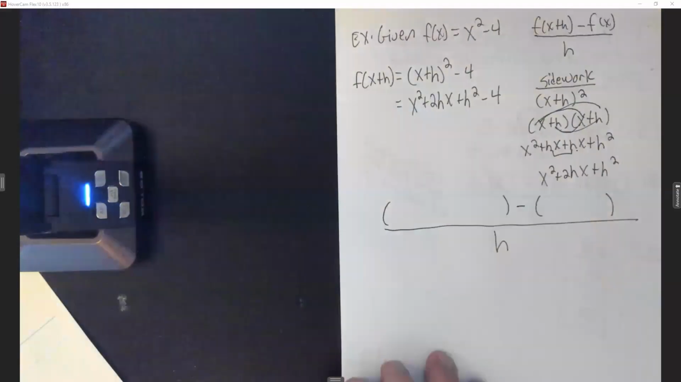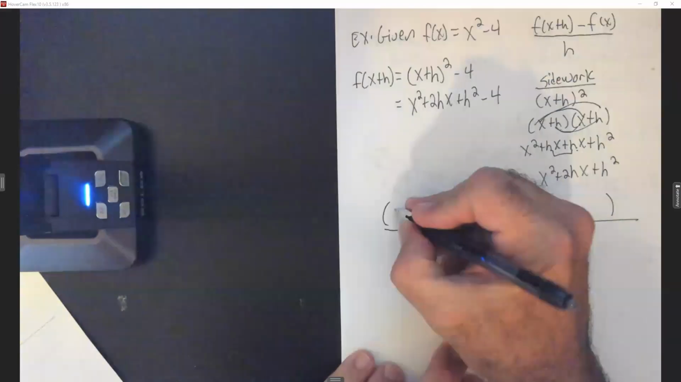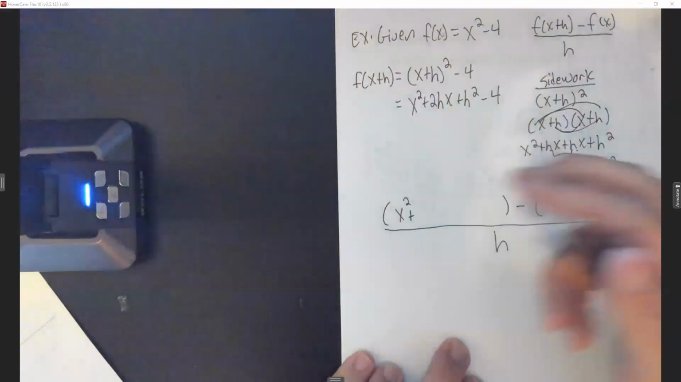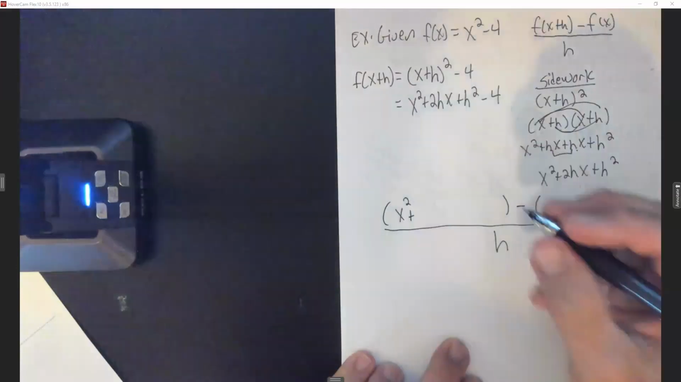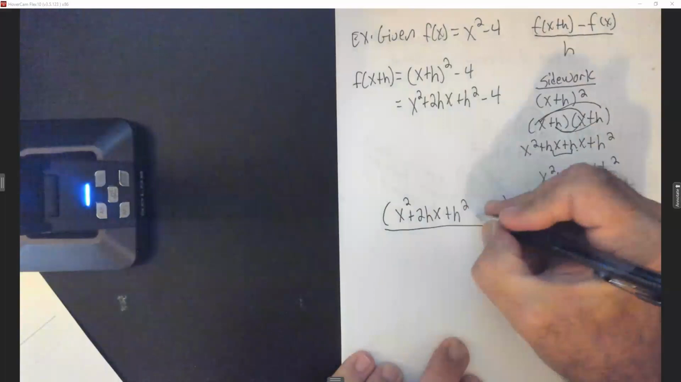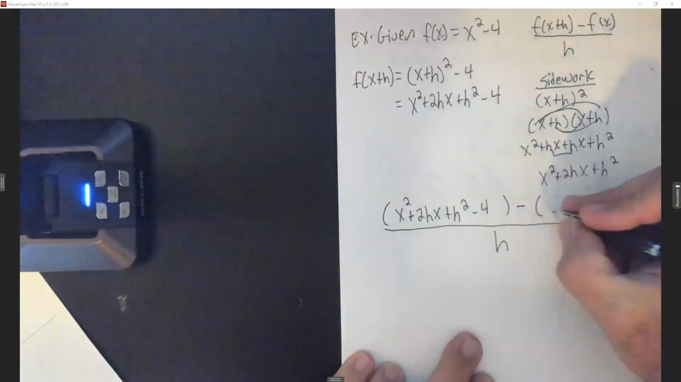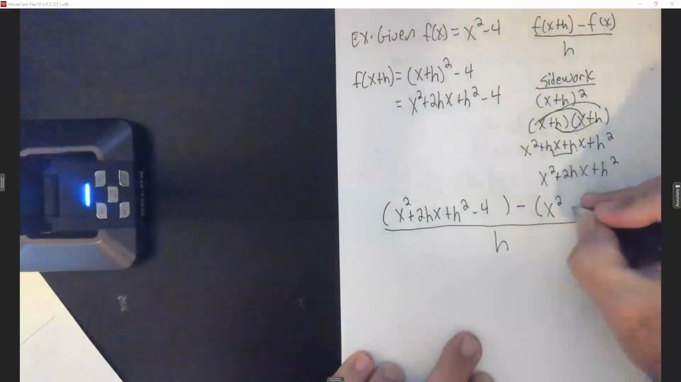All right, we know what the f of x plus h is. X squared plus 2hx plus h squared minus the 4. We figured that out. F of x they gave me up here, which was x squared minus 4.